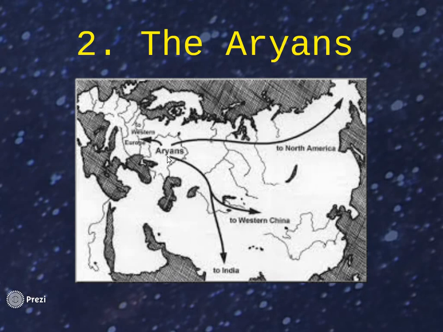Now, some of you might think Aryan, you might think of Adolf Hitler. Well, guess what? He was talking about the same people. These were the white supermen who moved all around the Eurasian landmass and dominated wherever they went.